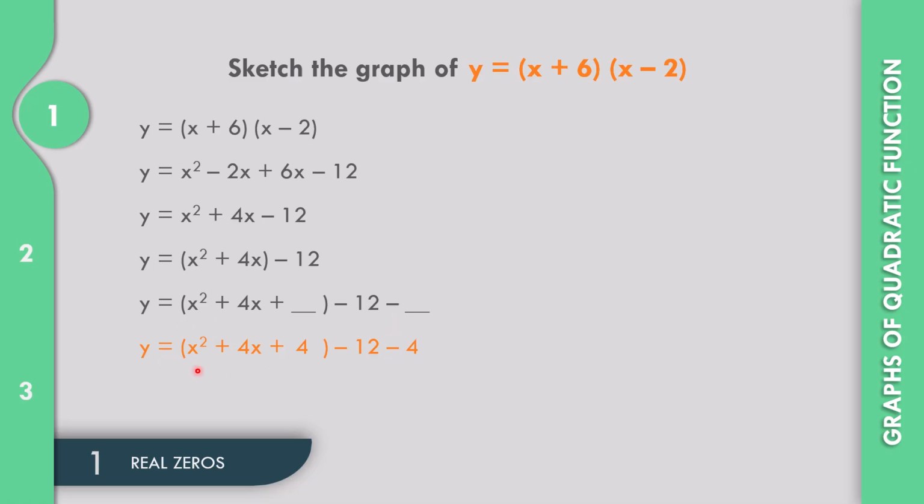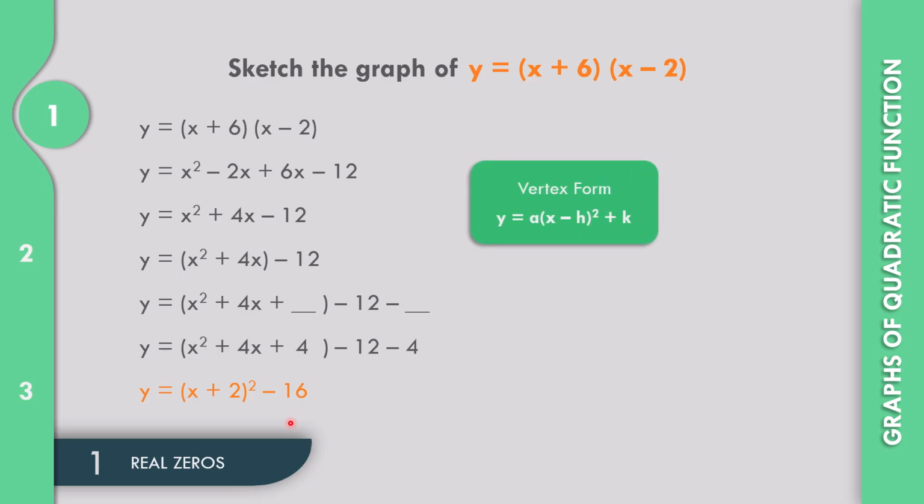So, afterwards, get the square root of x squared, that is x. Copy the sign, that is positive. Square root of 4 is 2, and then squared. Negative 12 and then negative 4 add, that is equal to negative 16. So let us see now the vertex form. The vertex form is y equals the quantity x plus 2 squared minus 16.